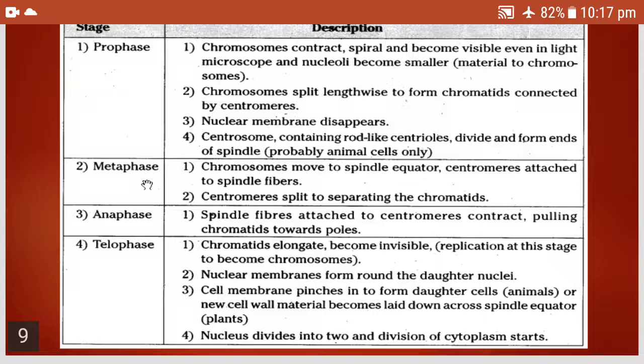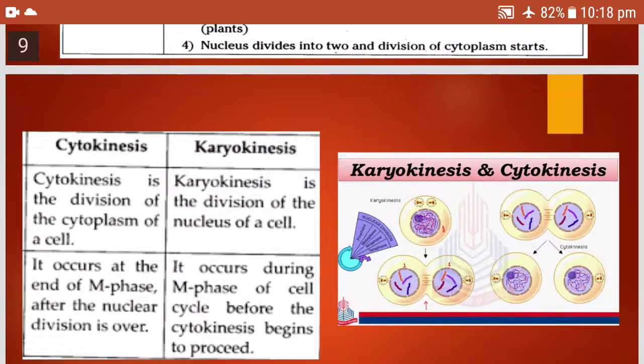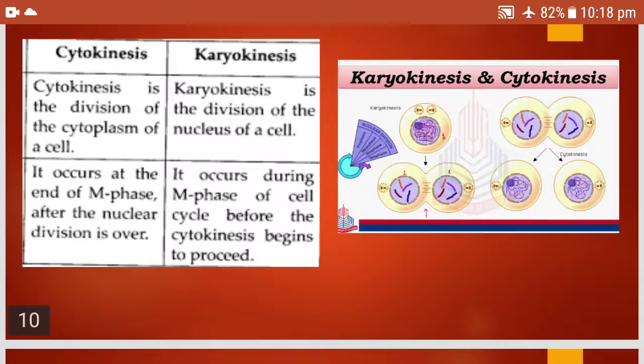The nucleus is finally divided, which is followed by the division of the cytoplasm. This is how we define karyokinesis and cytokinesis. Karyokinesis is the division of the nucleus. The nuclear material gets divided, and the nucleus is divided into two daughter nuclei, and cytokinesis is the division of the cytoplasm.